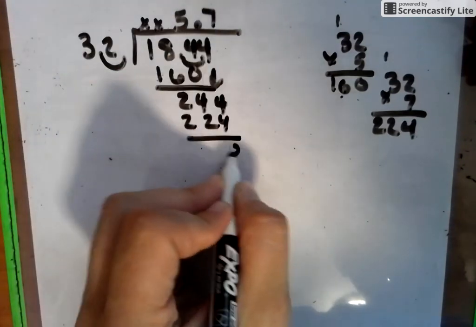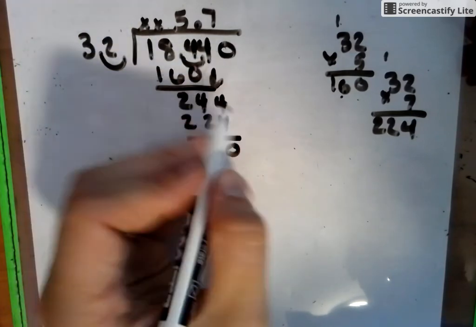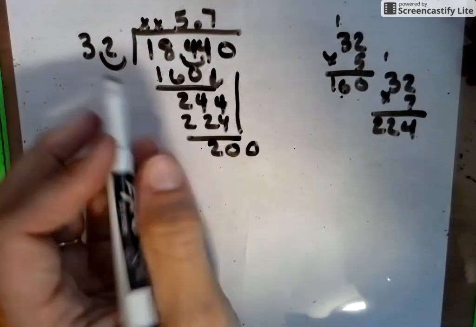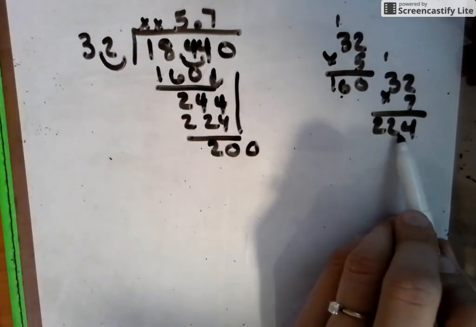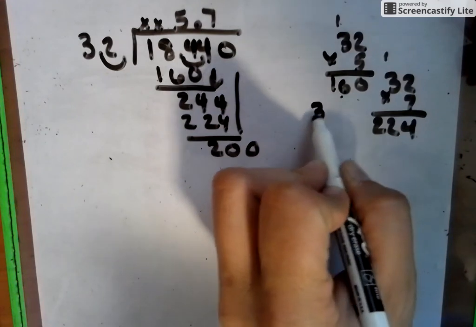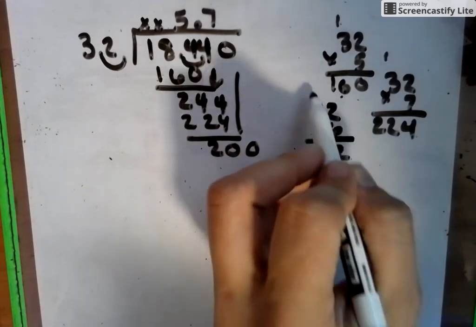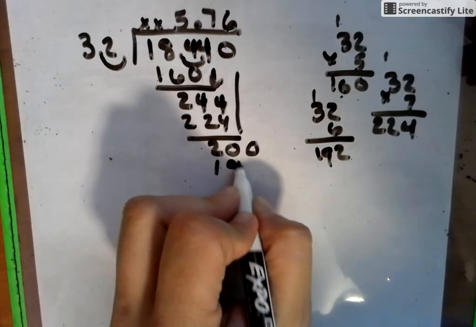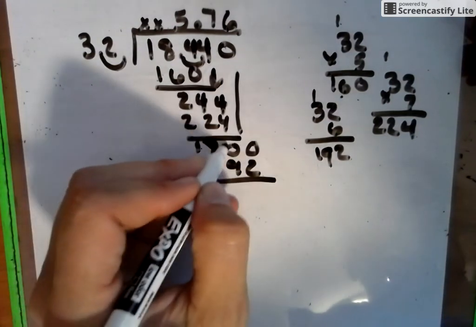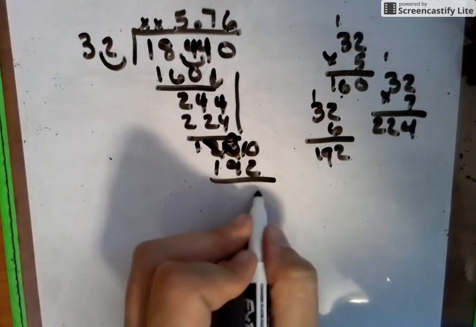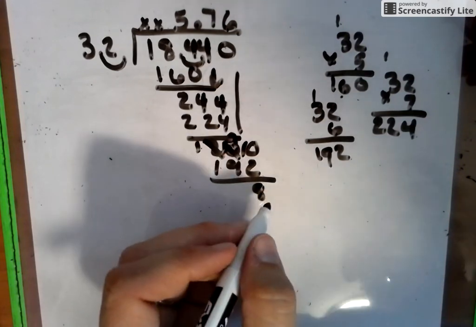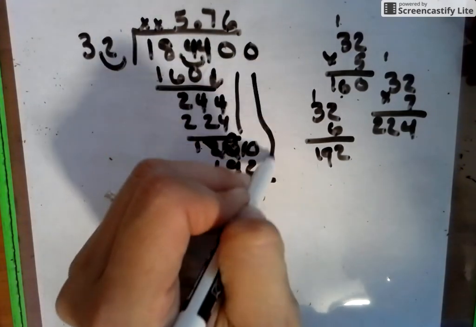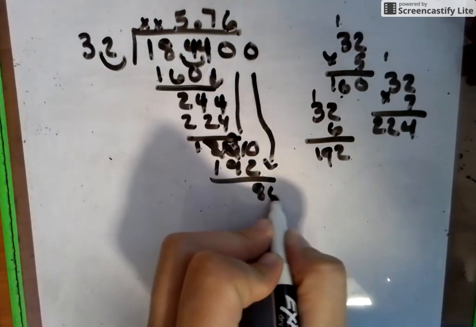It goes in 5 times to make 160. And I have 4, 6, 7, 8, 24 leftovers. Bring down the 4. And we got to figure out, well, this one's much bigger than this. So maybe 32 times 7. So 14, 21, 22. Okay, that works. So 224 under here and a 7 up here.